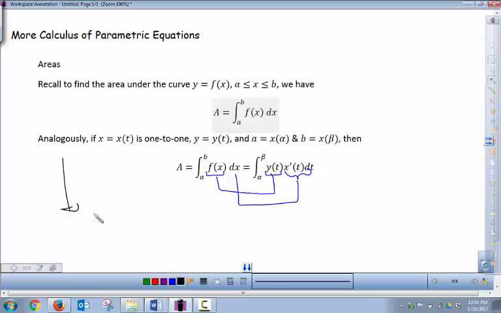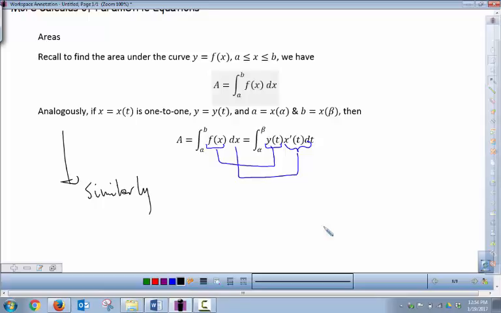Similarly, we can also take a look at a function that's along the y-axis. So if you have x as a function of y, then we can find the area under the curve, and the word under here is kind of weird unless you tilt your head to the right, and then it looks like it's under the curve. Then that means we can find the area under the curve where you're looking at this from a sideways point of view.